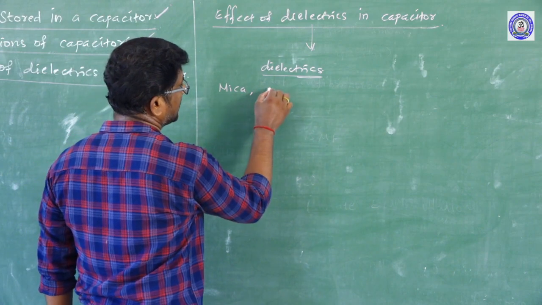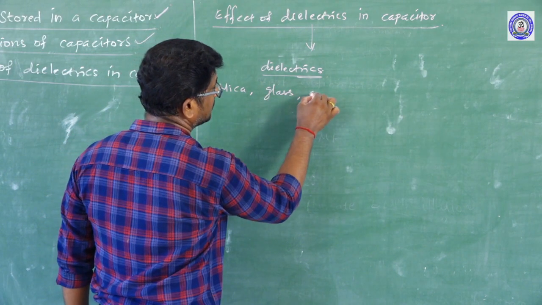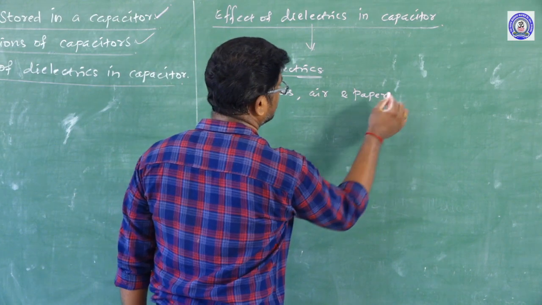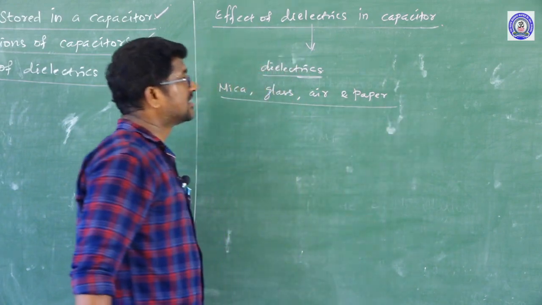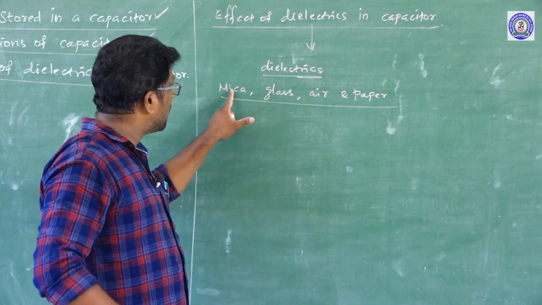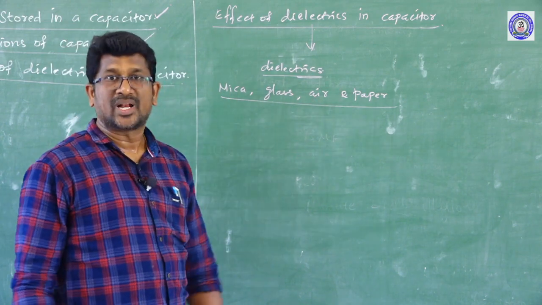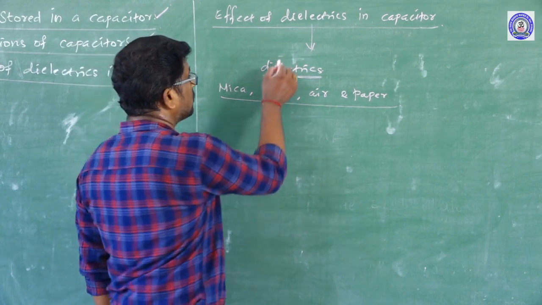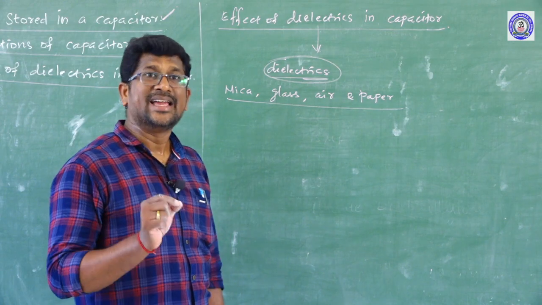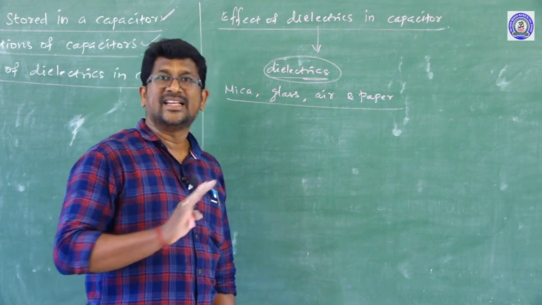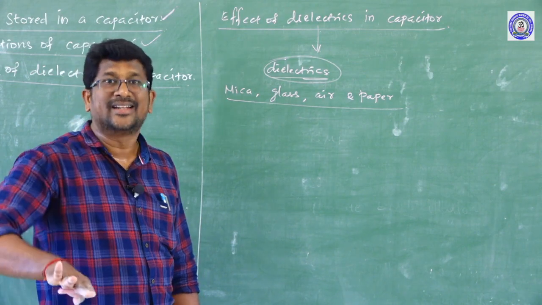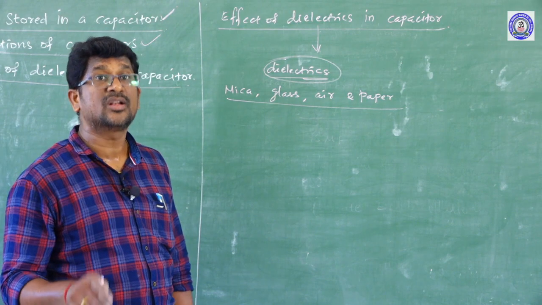mica, glass, air and paper. So, these are best examples of dielectric. The best examples of dielectrics are mica, glass, air and paper. Okay, so already I told the dielectrics are nothing but insulating materials, right. All the insulators are not dielectric, but all the dielectrics are insulated.